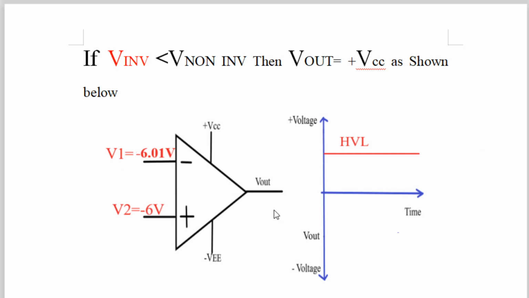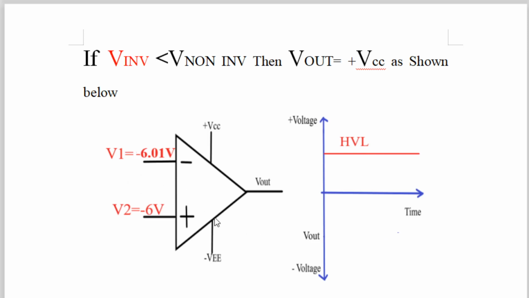Output of op amp will be thrown to either plus VCC or minus VCC, or either HVL or LVL, depending on the magnitude of V1 and V2. So if V1 is greater than V2, voltage at negative terminal is greater than voltage at positive terminal, output will be in LVL. LVL equal to minus VCC, and vice versa.